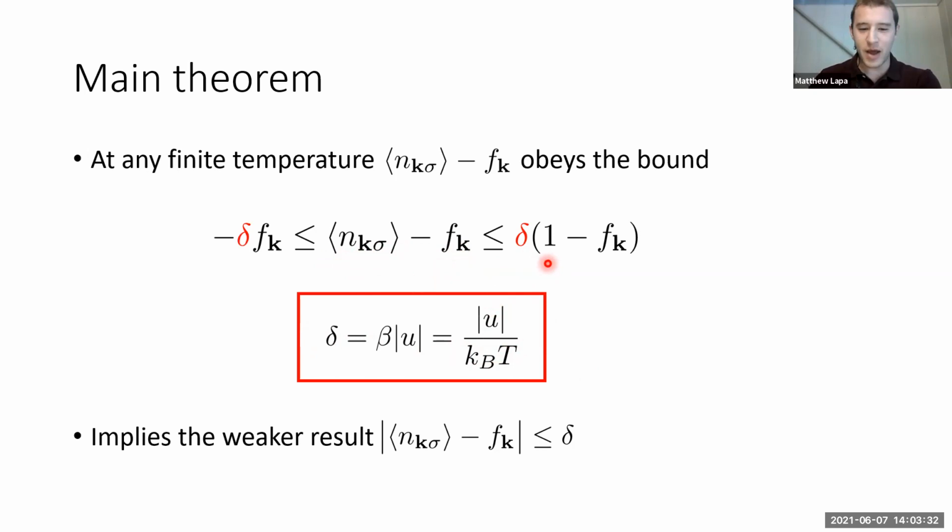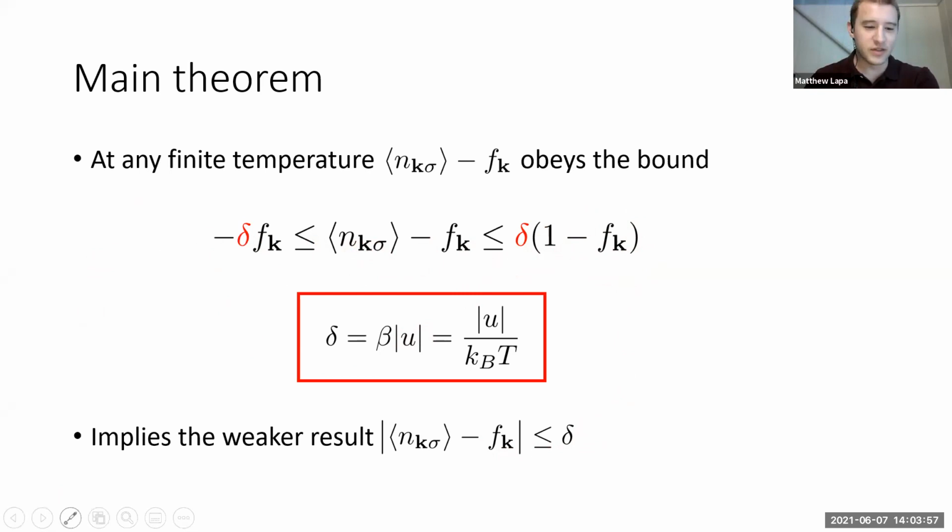So it's a natural dimensionless parameter. And then you might think about a weaker result than this that just says that the absolute value of this difference is less than delta. But what this is taking care of is the fact that n can never get above one and can never get below zero. So what these extra multiplicative factors of the Fermi-Dirac distribution are doing is taking care of that, keeping you always within the bounds of one and zero.